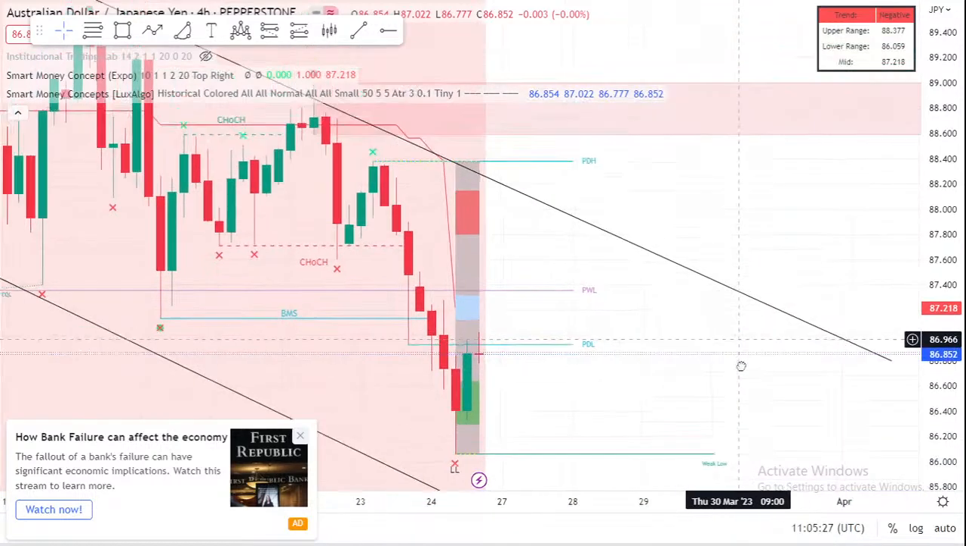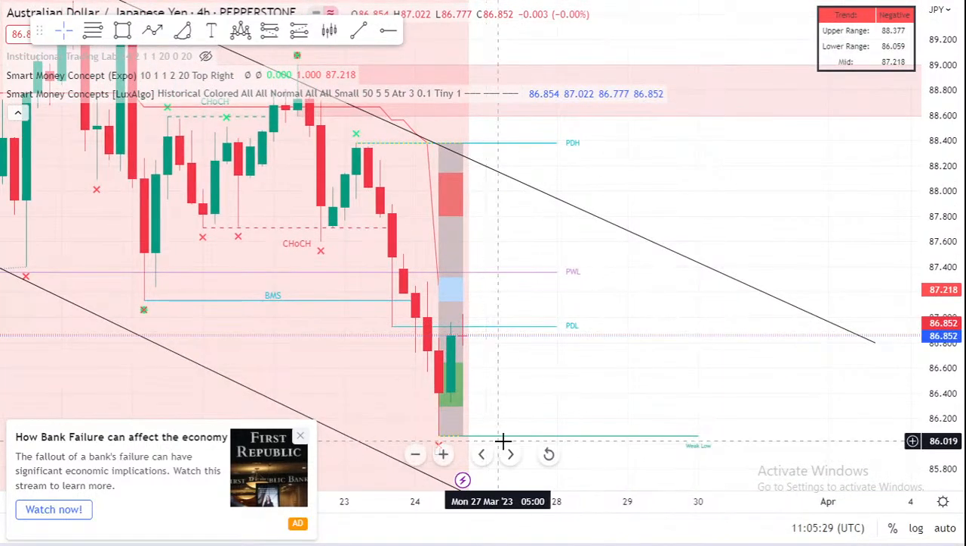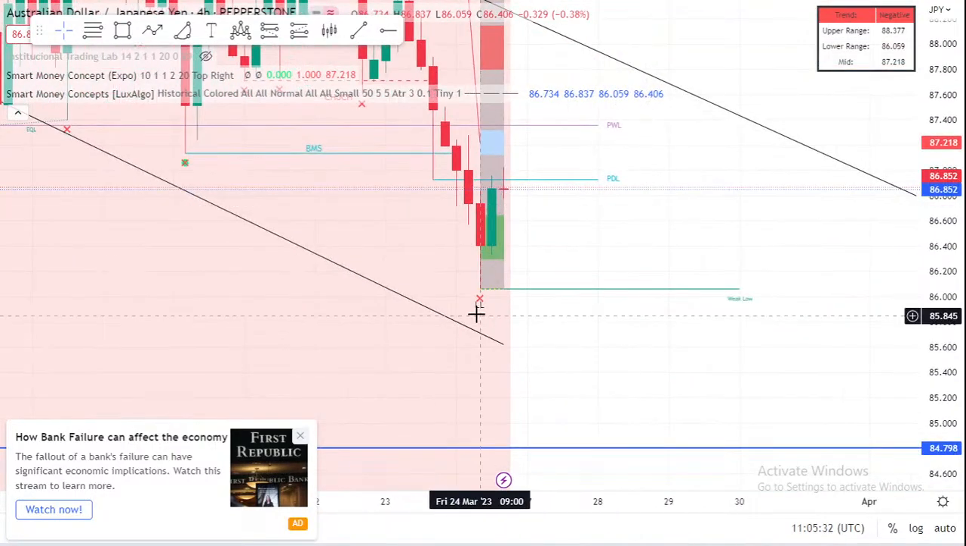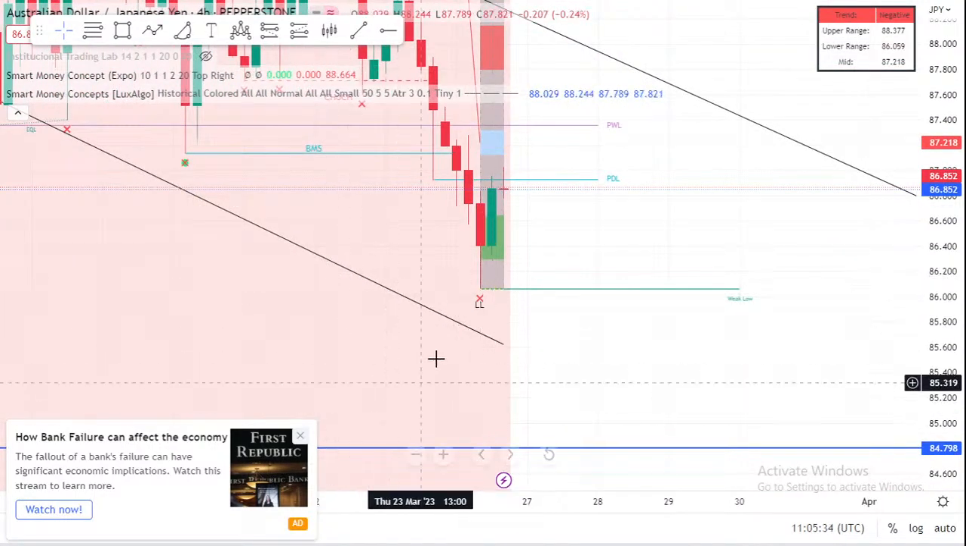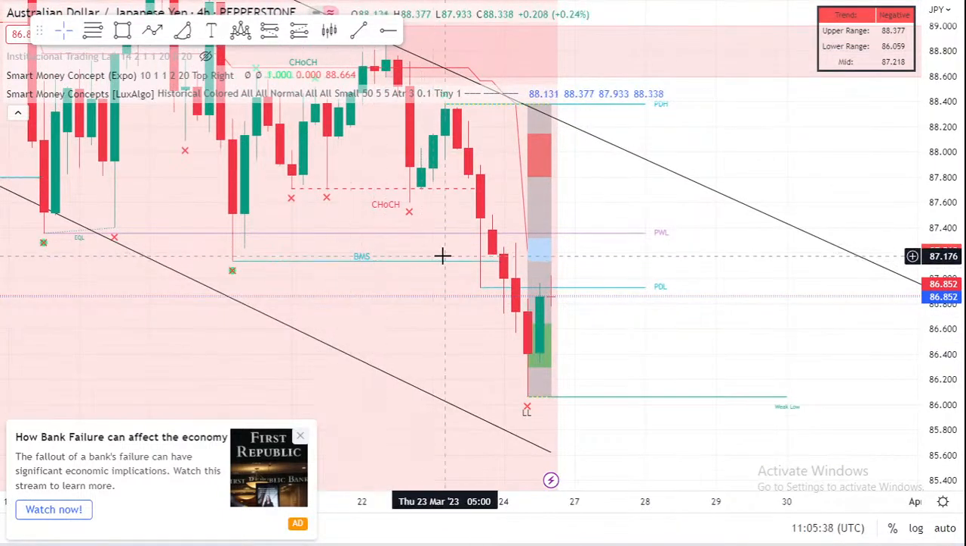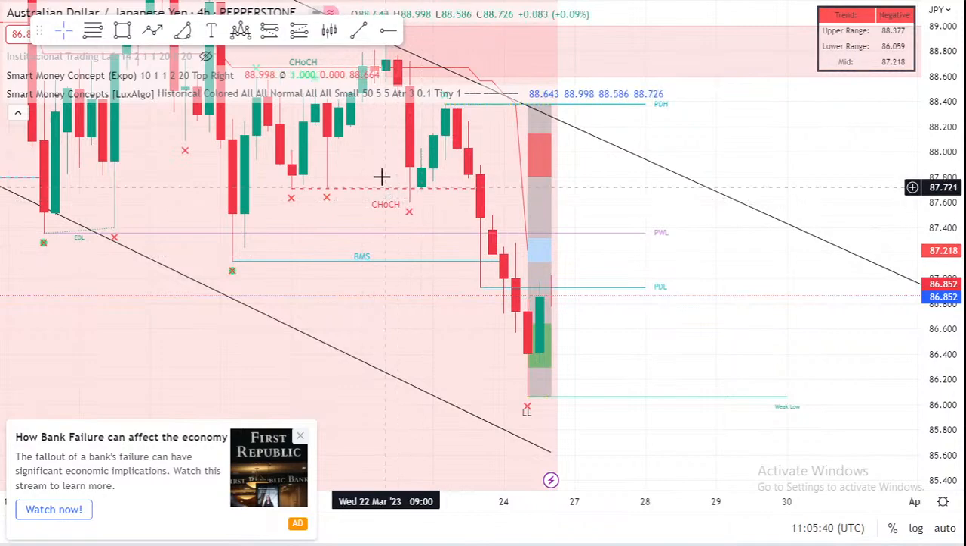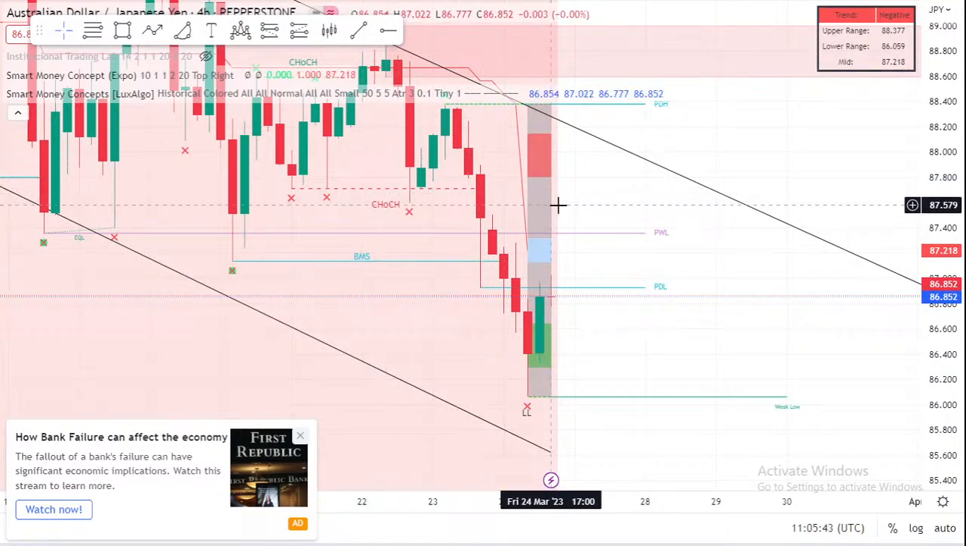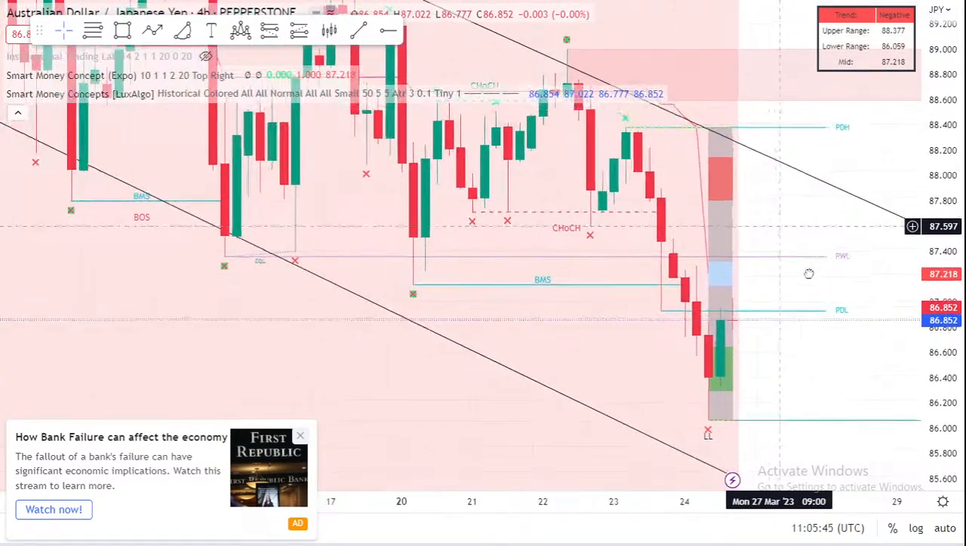Just, yeah, so you can see it has marked this as the lower low. You can see lower low. You don't have to mark it again. You can see this level is the BMS. This is the break of market structure. We have the CHoCH over here, so you don't have to draw it.